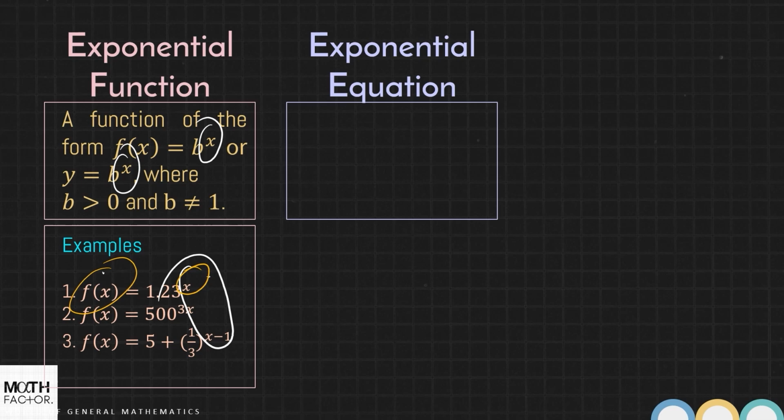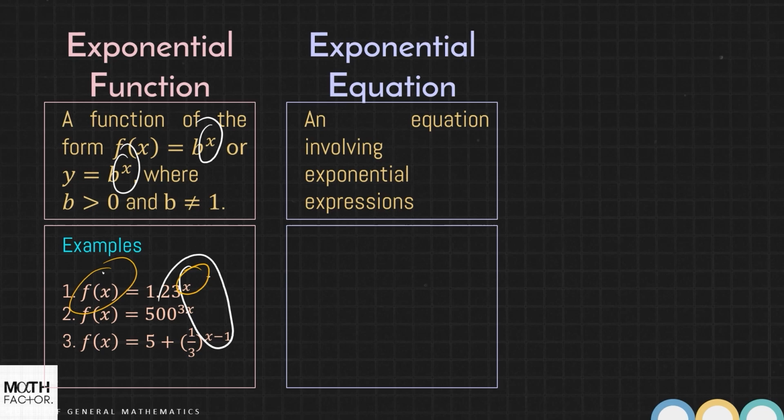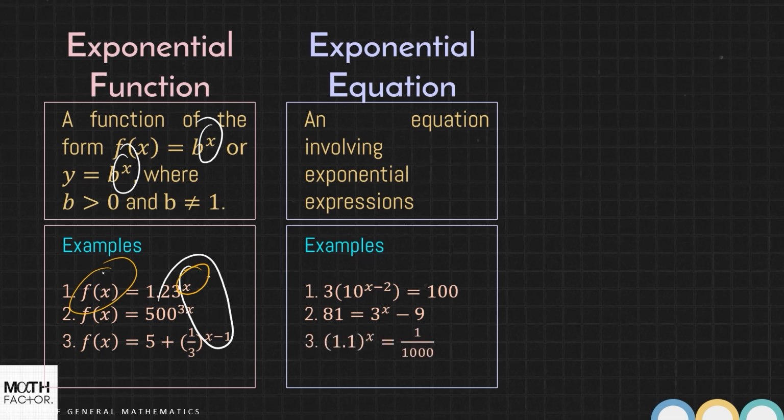Next is exponential equation. So an exponential equation is an equation involving exponential expressions. Example, 3 multiplied by 10 raised to x minus 2 equal to 100. 81 is equal to 3 raised to x minus 9. And 1.1 raised to x equal to 1 over 1000. So it involves solving for the variable that is in the exponent. And sometimes solving this equation involves logarithms when the bases can't be matched.